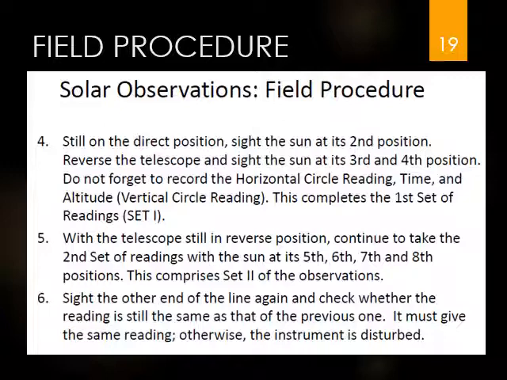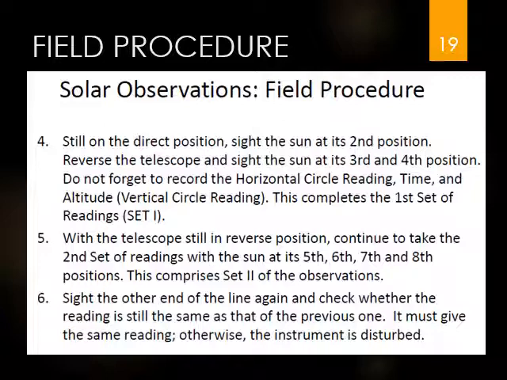Set 1 is dapat, yung isang set is composed of 4 observations, the direct and reverse, in which isang set is composed of 10 minutes. So, in one observation is 2 minutes maximum. And set 2 is the same, 10 minutes gihapon. So, all in all, set 1 and set 2 is 20 minutes. That is equivalent to one series. So, with the telescope still in reverse, you continue to take the second set of reading.